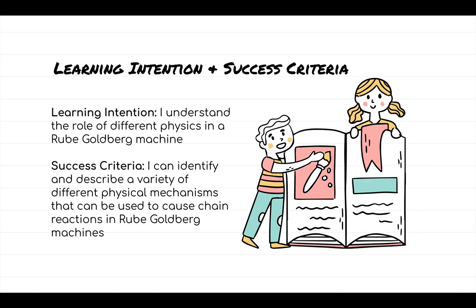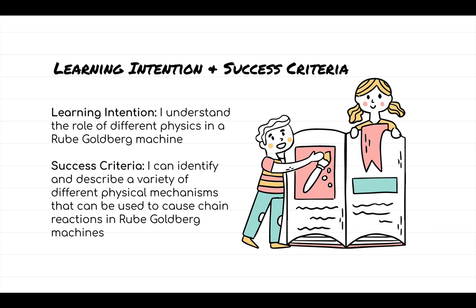So the first thing you have to be able to do is understand the role of different physics in a Rube Goldberg machine. To be able to do that in the next two lessons, you should by the end of it be able to identify and describe a variety of physical mechanisms that can be used to cause chain reactions in Rube Goldberg machines.